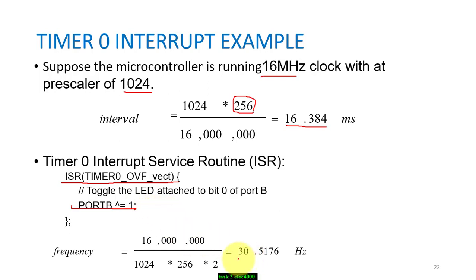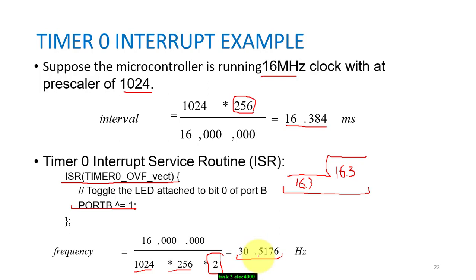So we are going to toggle the bit with a frequency of 30 hertz, which is 16 megahertz divided by 1024, divided by 256, and then divided by 2. Remember here we are going to toggle, so the total period is 16.384 milliseconds multiplied by 2. That's why we multiplied by 2 here. So we got 30 hertz frequency.